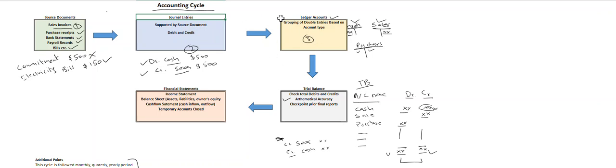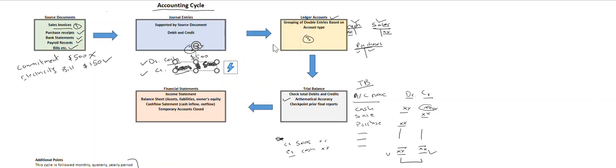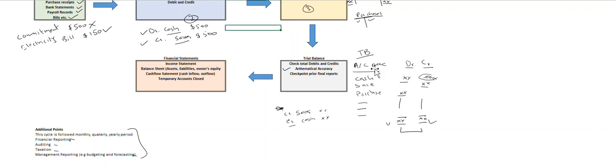And then moving on, those balances like cash account, sales account, go to the ledger accounts, which in easy words is a group. The ledger includes the group of accounts like cash, sales, purchases, etc. Then based on this, we move on to the trial balance.